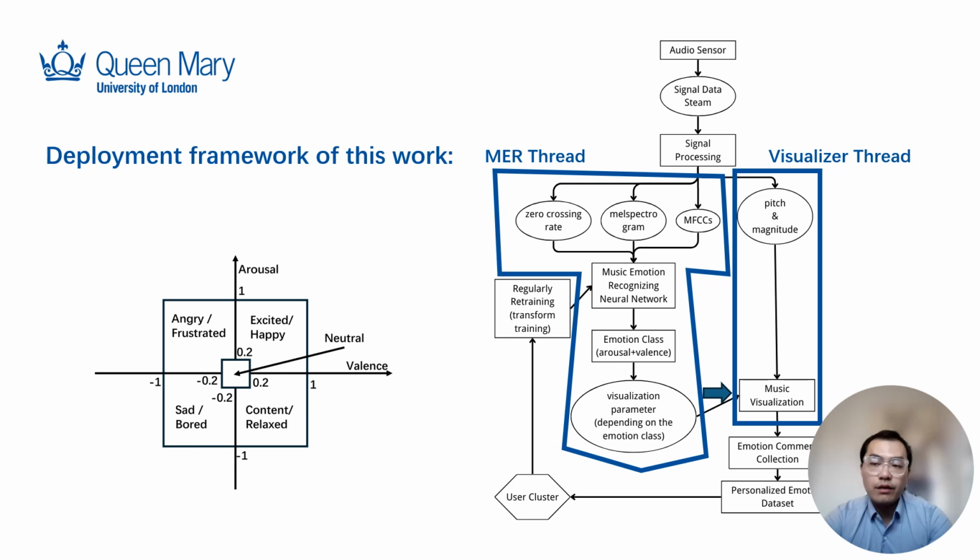And we also use the 2 value system, the arousal and valence. Combining these, we can build our emotion information to supply the whole visualization process. With the visualizer, the pace and magnitude will be produced, and you combine them with the emotion information in the music visualization system. After this, the emotion comment will be collected and stored in the backstage.